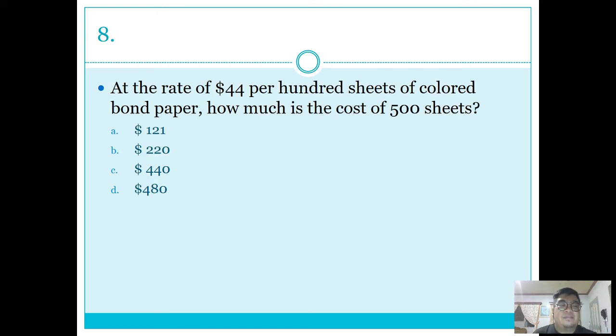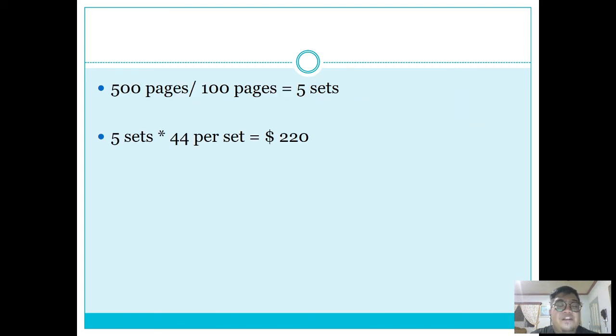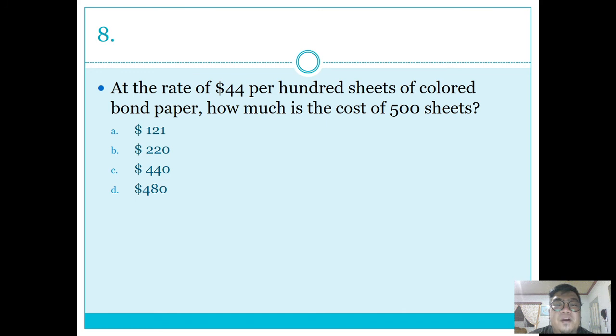Okay, number 8. At the rate of $44 per 100 sheets of colored bond paper, how much is the cost of 500 sheets? So, per 100, $44 siya. So, yung 500 sheets, divide natin sa 100 para malaman natin ilang set yon. So, ito yon. 500 pages divided by 100 pages, that is 5. So, we have 5 sets. So, yung 5 sets ngayon, i-multiply natin dun sa price niya per set, per 100.